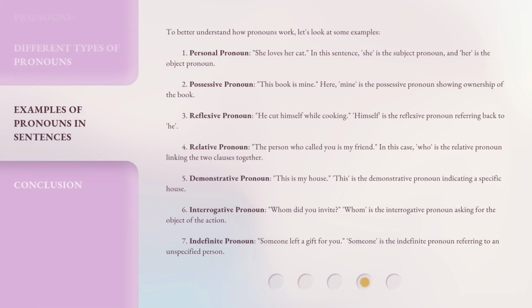To better understand how pronouns work, let's look at some examples. 1. Personal pronoun. She loves her cat. In this sentence, she is the subject pronoun, and her is the object pronoun. 2. Possessive pronoun. This book is mine. Here, mine is the possessive pronoun showing ownership of the book.